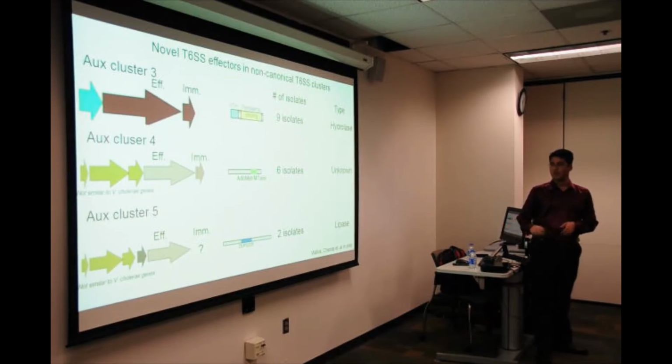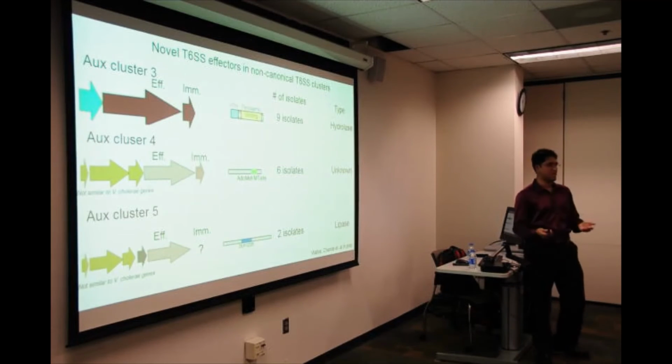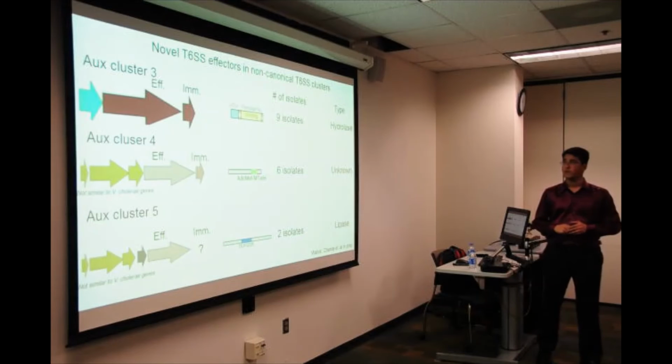This is present in 2 isolates. And what's interesting about this cluster is that it lacks an easily identifiable immunity protein. So we don't know whether or not this has an immunity protein. It's possible that the immunity protein might be encoded elsewhere on the genome. And so some people in our lab are also trying to find that immunity protein.